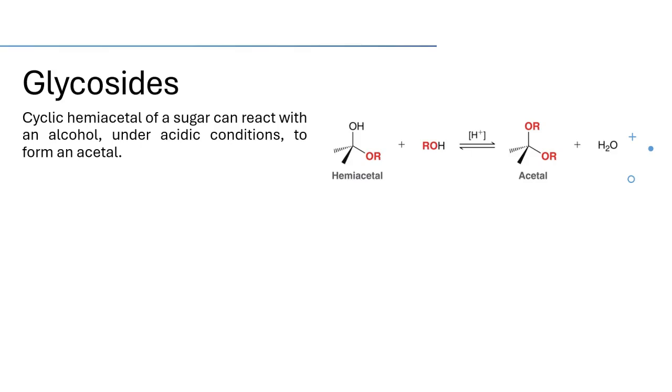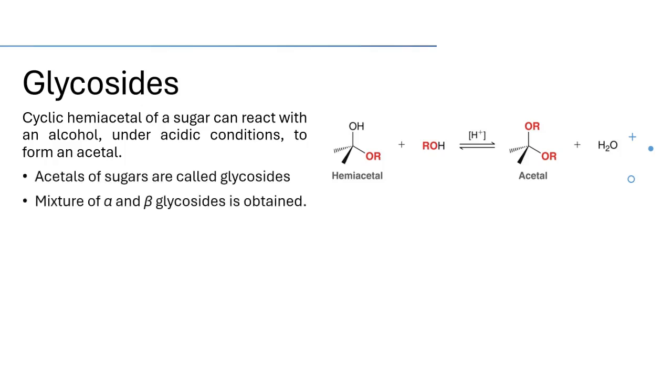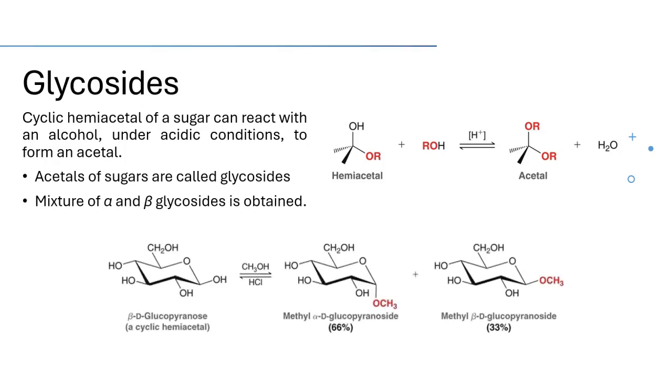Glycosides. Cyclic hemiacetals of a sugar can react with an alcohol under acidic conditions to form an acetal. Acetals of sugars are called glycosides. A mixture of alpha and beta glycosides is obtained. Here is an example of the alpha, and here's an example of the beta.